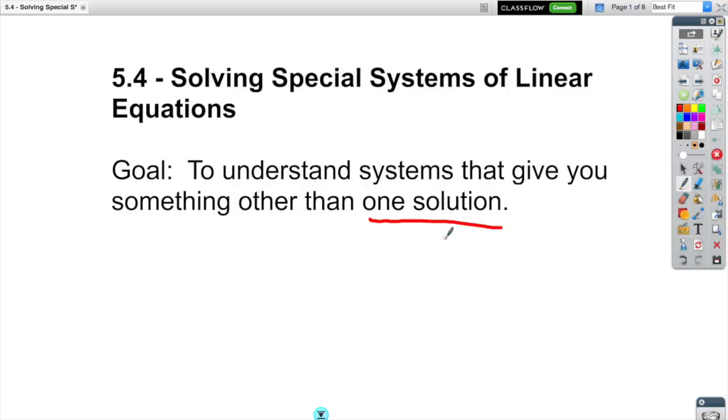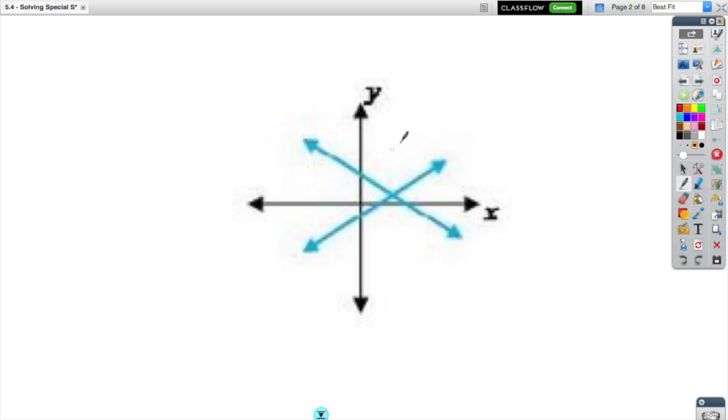So far, all the work that we've been doing, whether it's solving systems by graphing, by substitution, or elimination, we've always gotten one solution. But we now need to consider that there might be other scenarios other than a single solution, because what we've seen for the most part is problems like this one.